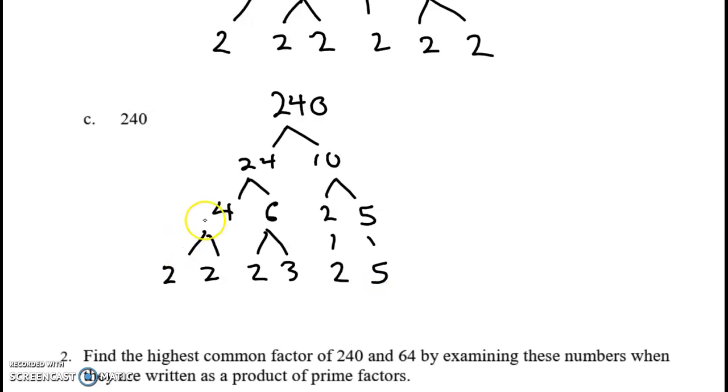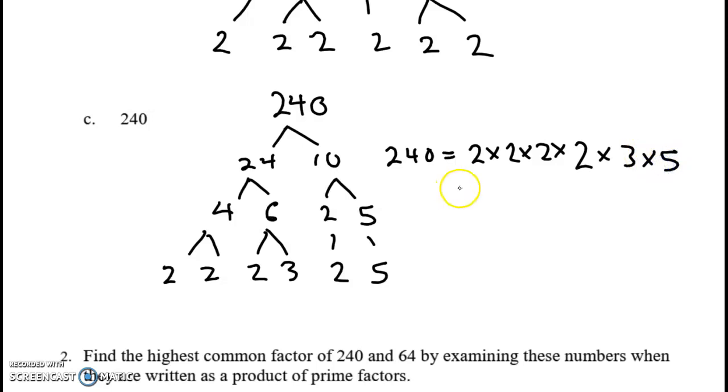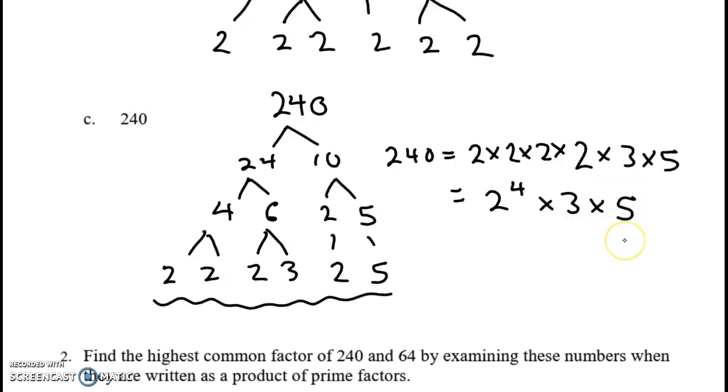Okay, so just quickly covering that again. 4 is split into 2 times 2, 6 is split into 2 times 3, and 2 and 5 are brought down. So 240 is equal to 2 times 2 times 2 times 2 times 3 times 5. Now I've deliberately written that in a different order to what you see down the bottom, because I know that I've got those 4 2's, so I can just group them now as 2 to the power of 4 times by 3 times by 5 in index form.